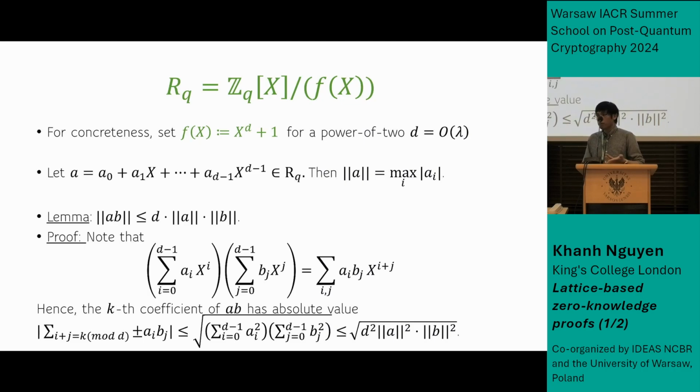So if i plus j is at least d, then we can reduce it, right? But then if I look at the kth coefficient of a times b, when I say kth coefficient, I mean the coefficient next to x^k, then one can see that the absolute value of this would be around the sum over all the i, j such that i plus j is k mod d, with plus or minus a_i b_j. For this, we will use the Cauchy-Schwarz inequality to get the square root of the sum of squares, and then naively just bound all these by the infinity norm. Okay, so that's a very simple proof. Any questions so far?